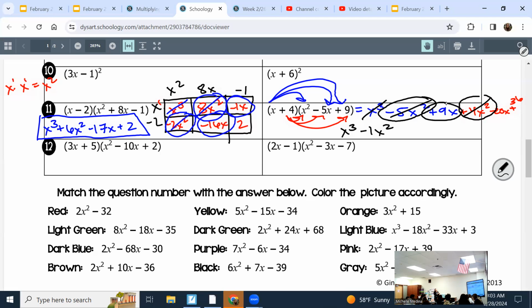Does this 9x have a like term? What's 9x plus negative 20x? Negative 11x. And then last but not least, that 36, there's nothing else to combine it with, no other single numbers, and that's this answer.